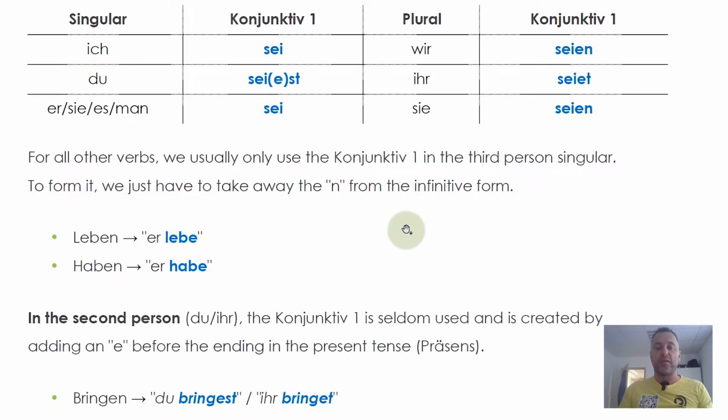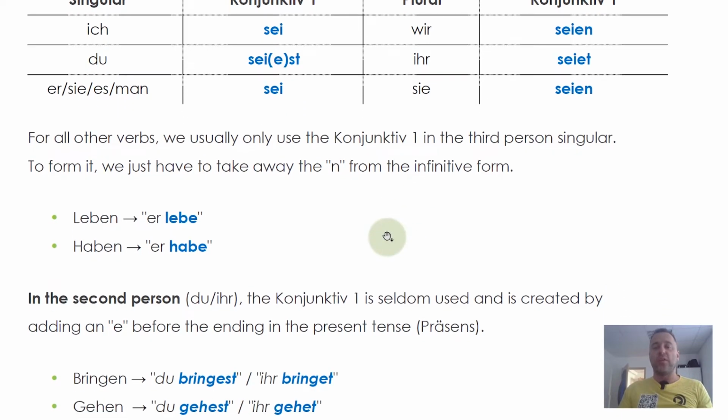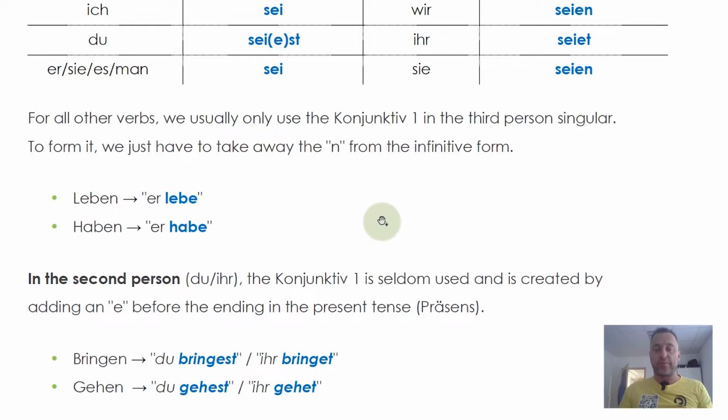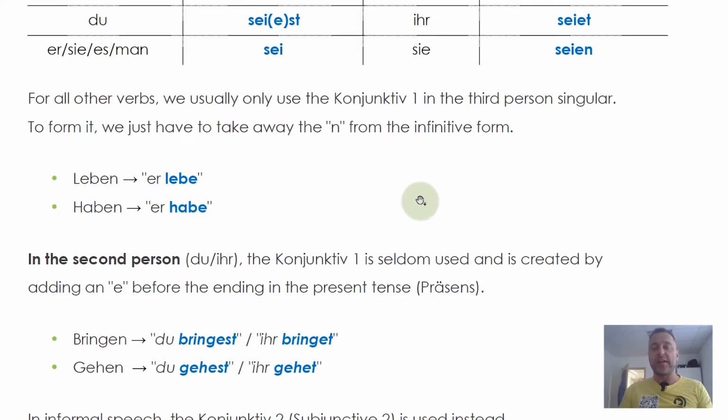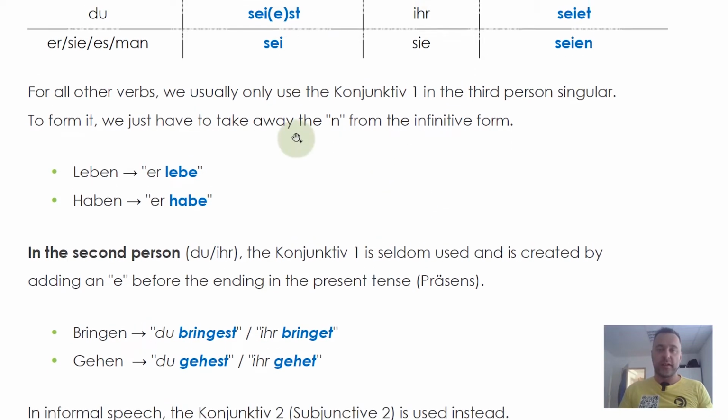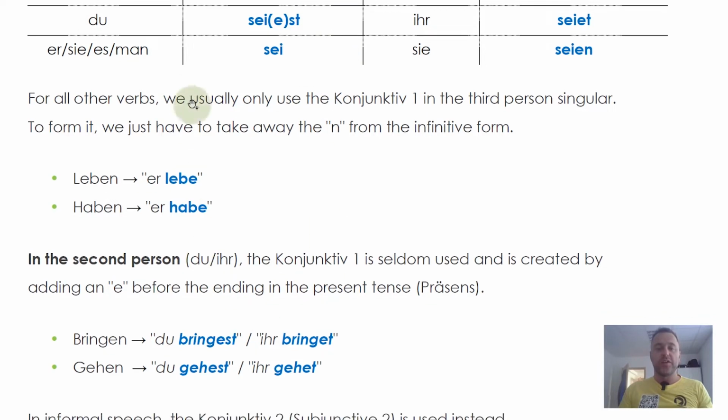And for all other verbs, we usually only use them in the third person singular, and there it's quite easy, you drop the n. You do the exact same thing with all other verbs. So leben is sie, es lebe, haben is sie, es habe.